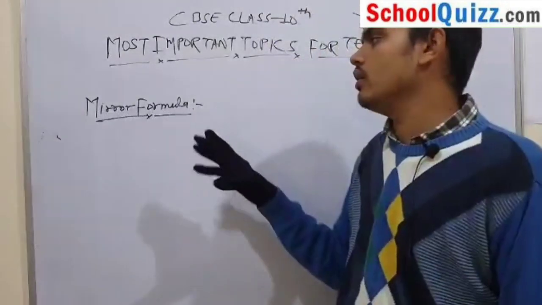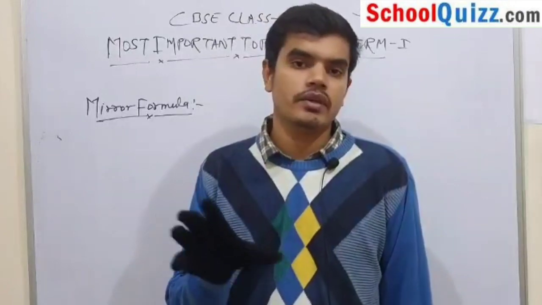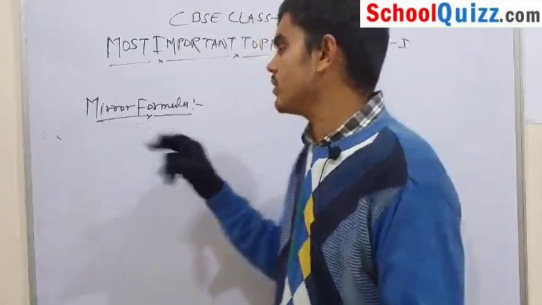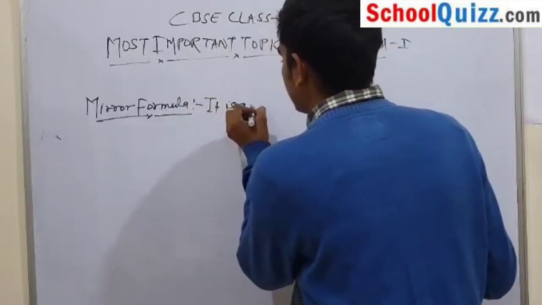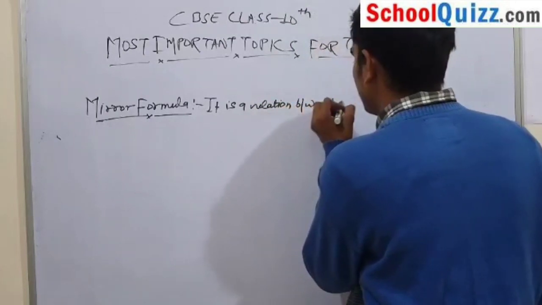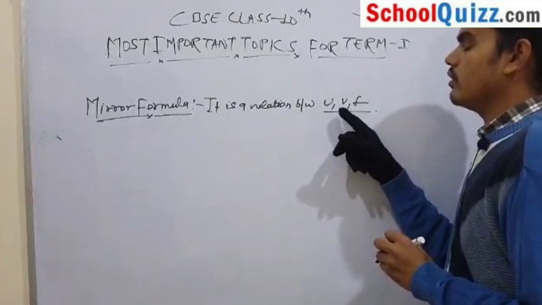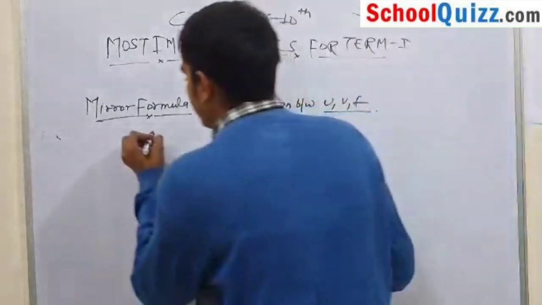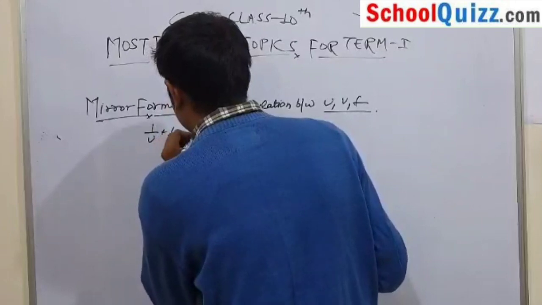So, mirror formula. What is mirror formula? Mirror formula is nothing but a relation between U, V and F. It is a relation between U, V and F. What is that relation? That is 1 by U plus 1 by V is equal to 1 by F.